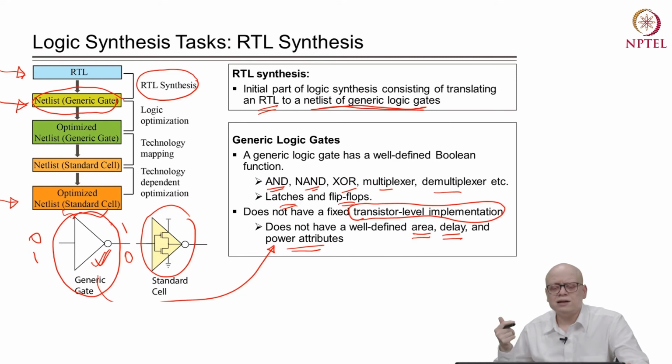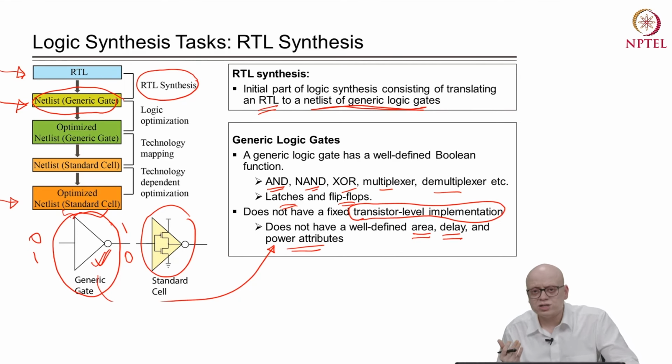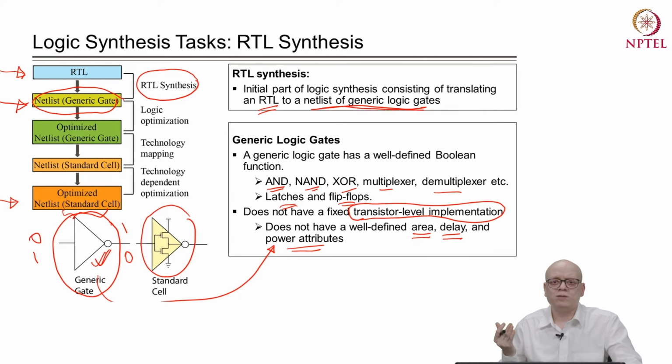Other tasks involved in RTL synthesis are parsing of the RTL, elaboration, and checking the connectivity, whether those are proper or not. A few optimizations can also be done, for example, related to arithmetic operations and compiler based optimizations like constant folding and so on. These things will be discussed in more detail when we discuss RTL synthesis in a later part of the course.